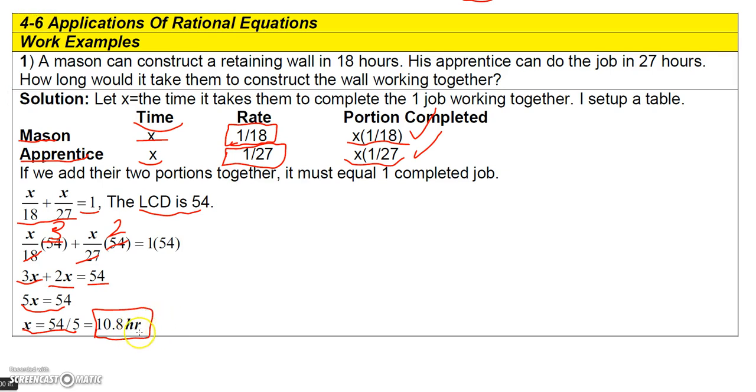One last thing I want to say about this is it would make sense that if these two guys work together, then the time it would take them working together should be less than the time of the one who can work the fastest. So certainly it should be less than 18 hours, because if the mason's getting help, then the apprentice should actually be speeding the time up a bit. So that's what's happening there. Notice 10.8 is certainly less than 18 hours.